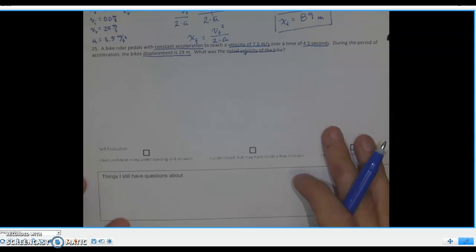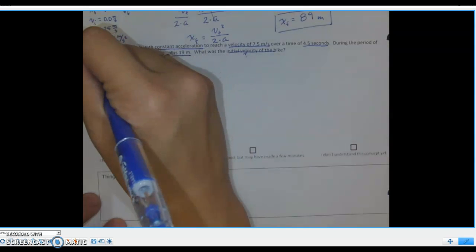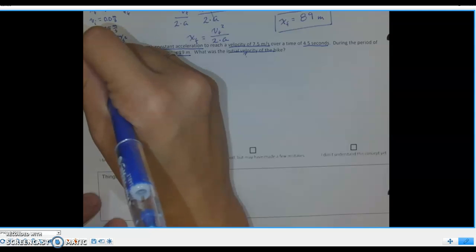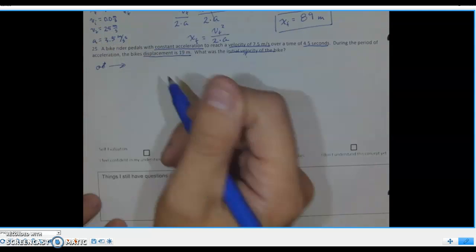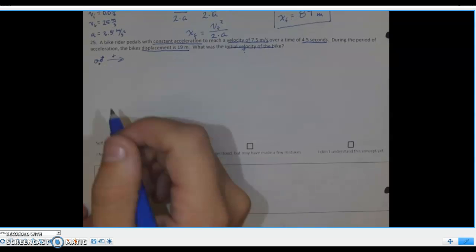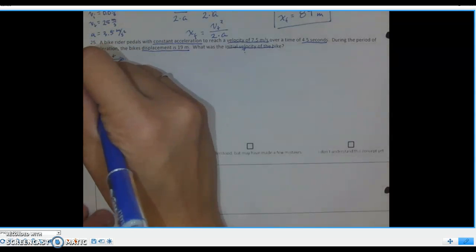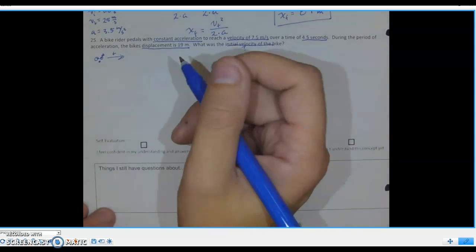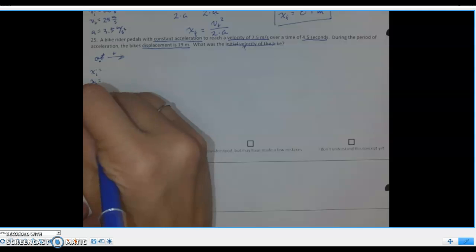Okay, let's draw a picture, establish an origin, make a list of knowns and unknowns. So we have our bicycle, and we're going to head this direction in a positive direction. We'll say that where we start will be our origin. And then I'll make my list of knowns and unknowns. I'm going to use the same list to help me identify and make sure I don't forget anything. So x initial, x final, velocity initial, velocity final, acceleration, time initial, time final.